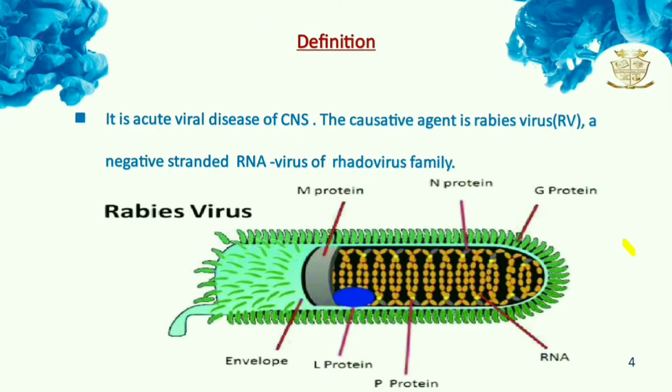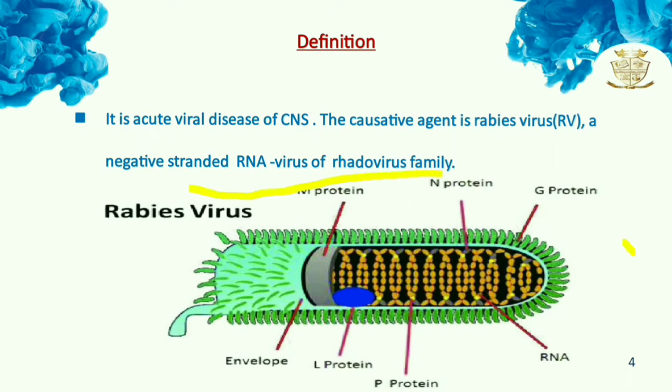Rabies is a type of zoonotic disease. It has been recognized from very ancient times as a disease that occurs primarily in animals and is transmitted to mammals and humans. It is an acute viral disease of the central nervous system. The causative agent is the rabies virus, a negative-stranded RNA virus of the rhabdovirus family.